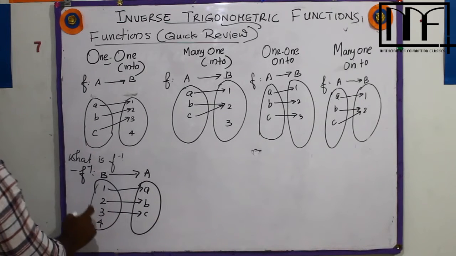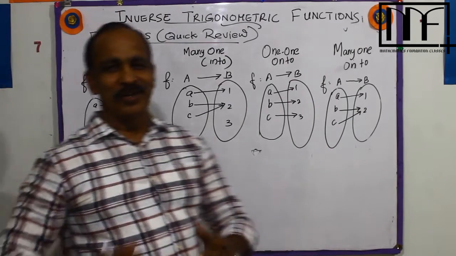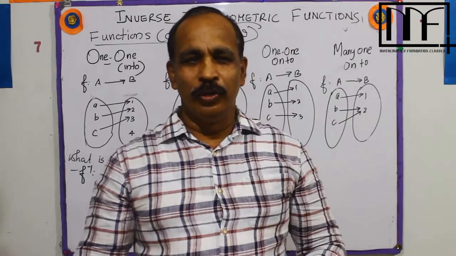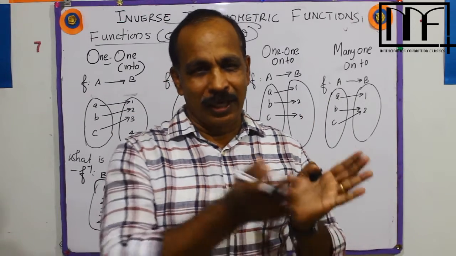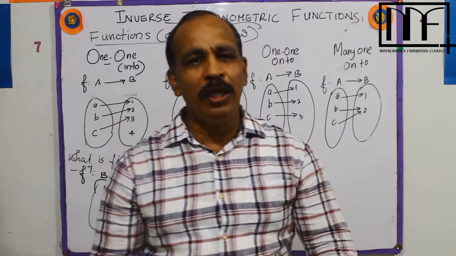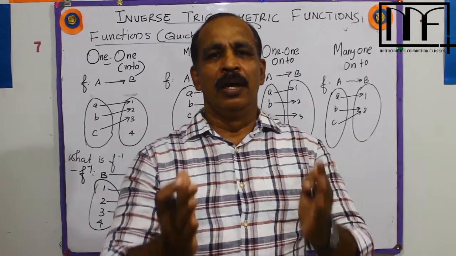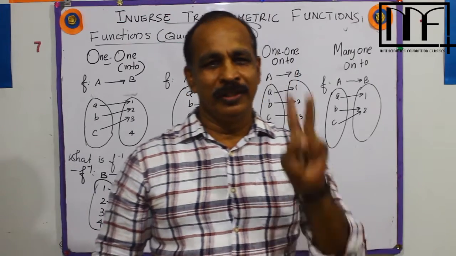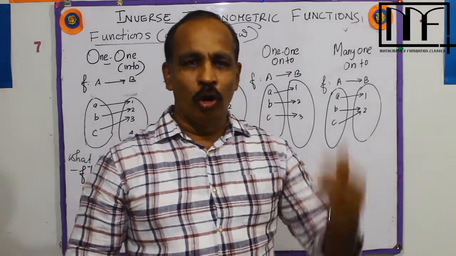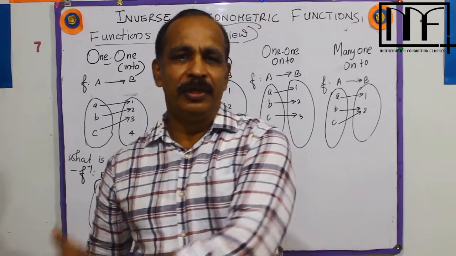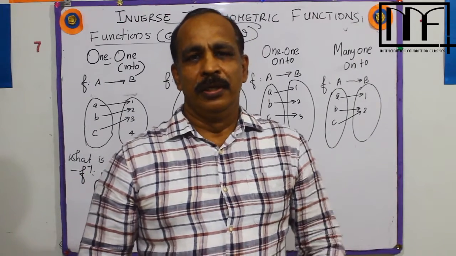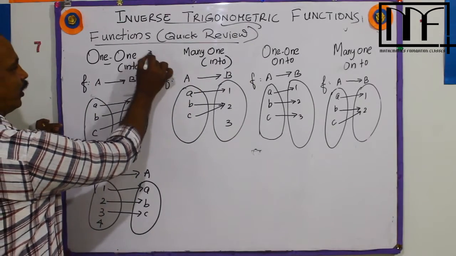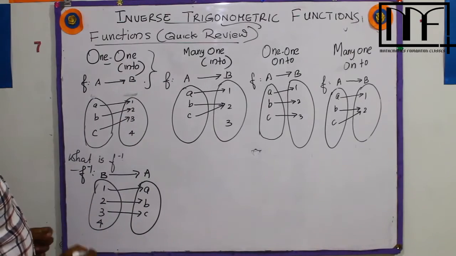Now look here, 4 doesn't have an image, and as per the definition, in order to become a function, the relation becomes a function only when all the elements in the domain have images in B. There are two conditions in the definition of a function. The first condition is that all the elements in the domain have an image in B, and no element in the set has more than one image. So this is not a function. Therefore, we cannot find an inverse function from the one-to-one into.